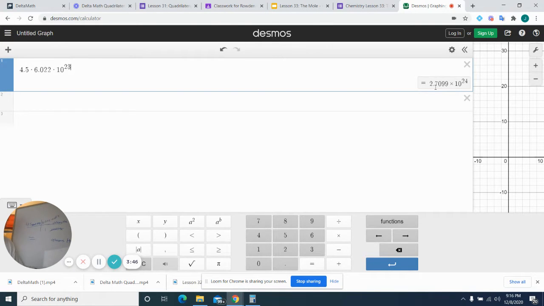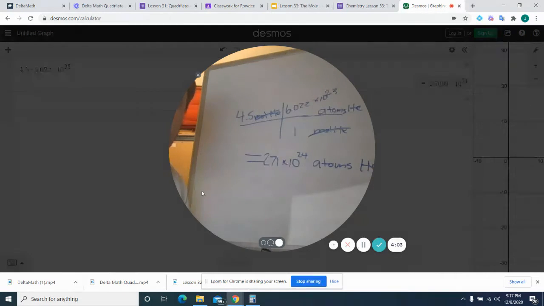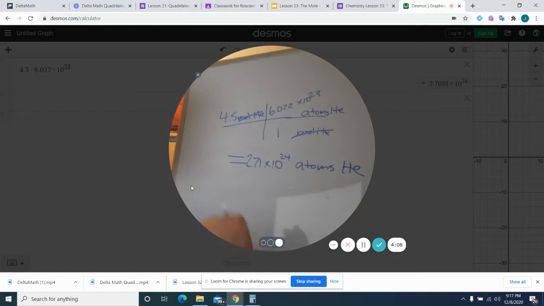So we have 2.7, we'll call that 2.71 times 10 to the 24th atoms. Okay? So that's how many atoms. There's supposed to be a decimal right here, 2.71. So if you have 4.5 moles of helium, that'll be 2.71 times 10 to the 24th atoms of helium.